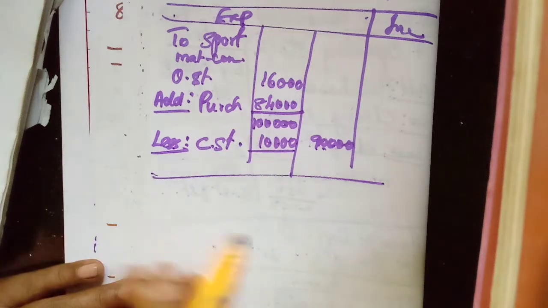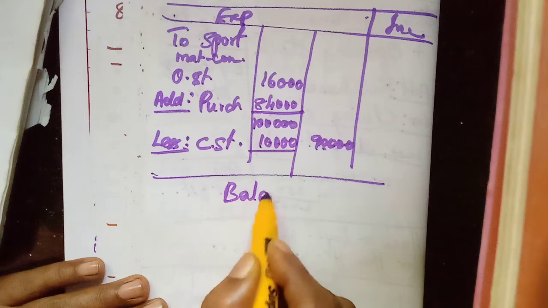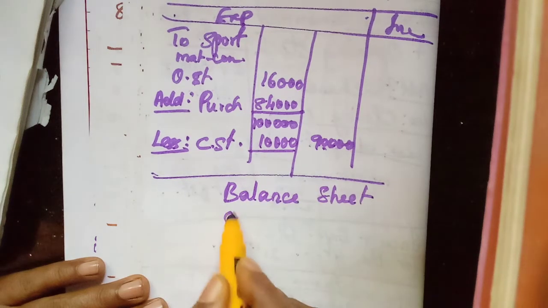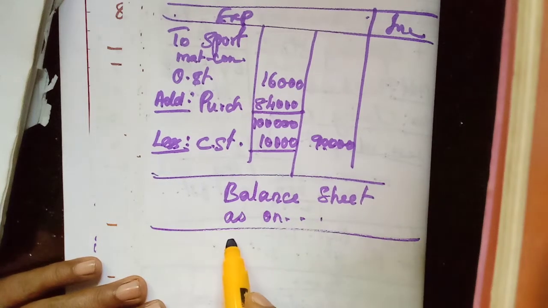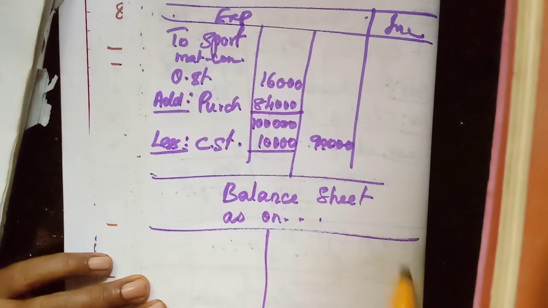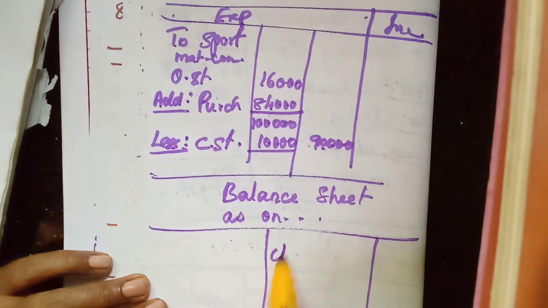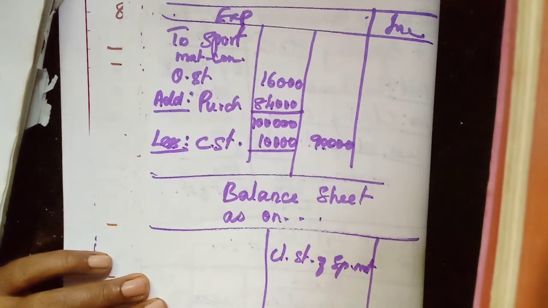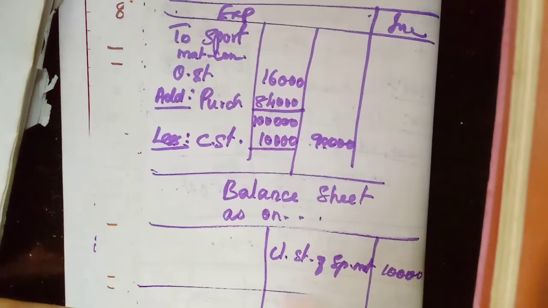Now we should show how this will appear in the balance sheet, because they have asked in the final accounts. So we should show both the accounts. Here only the assets, closing stock of sports materials. You write fully. 10,000. That's all. One problem over.